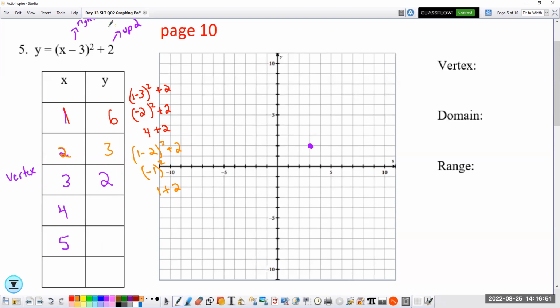Now, you could have done the positive ones also, like 4 minus 3 is 1. 1 squared is 1. Plus 2 is 3. 5 minus 3 is 2. 2 squared is 4. 4 plus 2 is 6. So you can use that symmetry to save you a little time. Let's get these plotted. I've got the vertex is 3, 2.